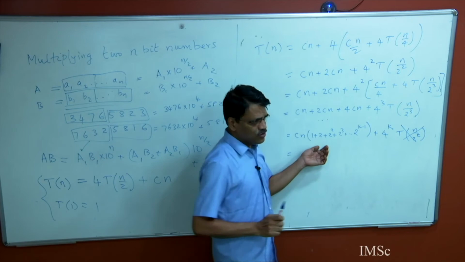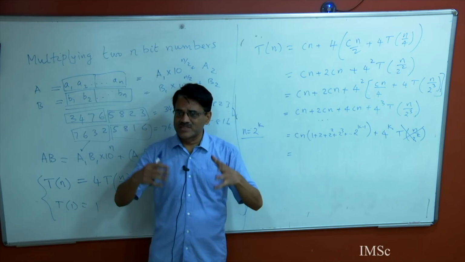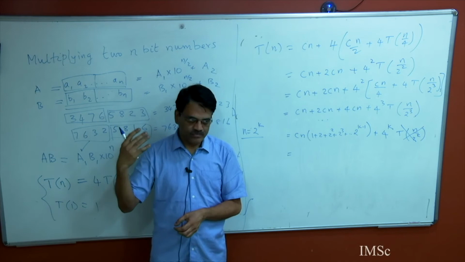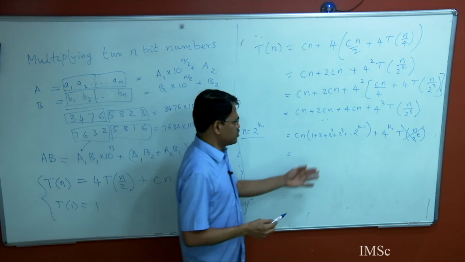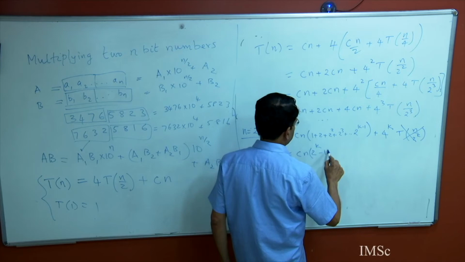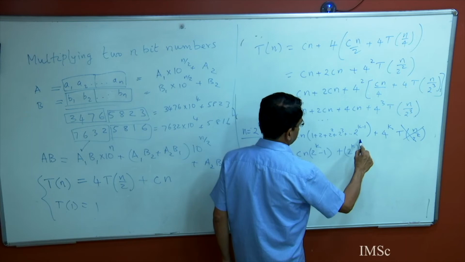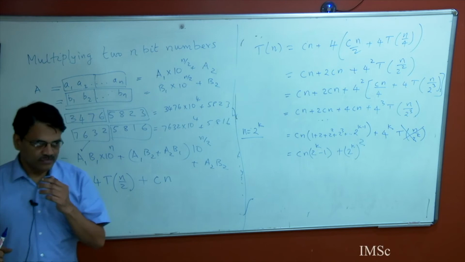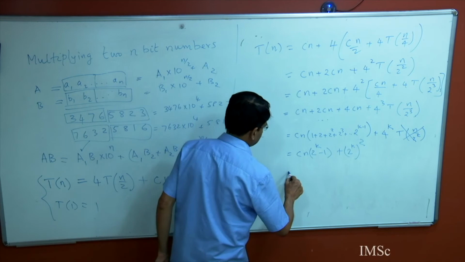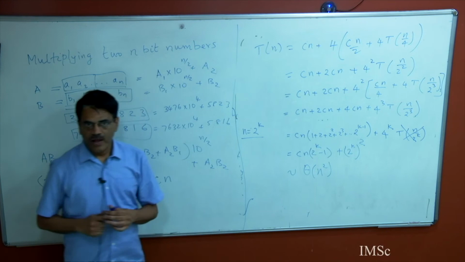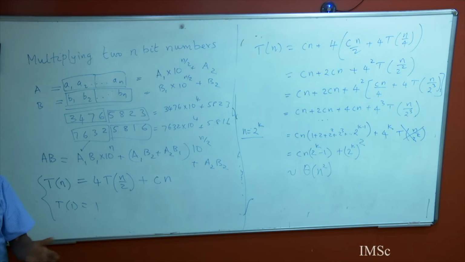So this is a very useful thing to remember: this is a geometric series. Whenever you have a geometric series, the sum is asymptotically the same as the last term, some constant factor times the last term. So this will be like 2 power k minus 1, maybe, not that it matters, plus 2 power k whole square. So what does this give? N square. So not very useful, because it looked very sophisticated and nice since we are doing divide and conquer, but when we do the analysis, it's the same as the old n square algorithm.